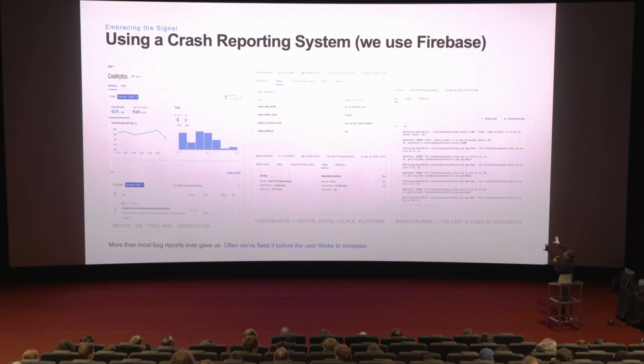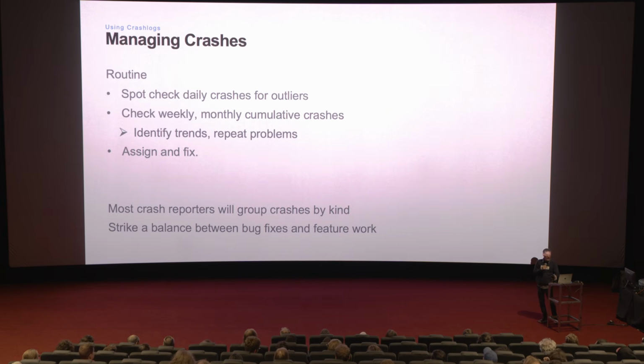And also it will provide some breadcrumbs telling you, before the user hit this thing, these are the hints that I have. The user tried to create a scene, or the user tried to run a thing. So we use this information, and all of this is collected automatically on every crash.